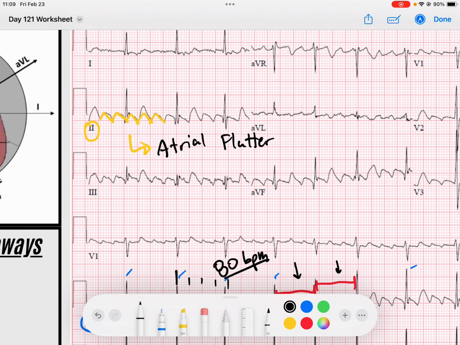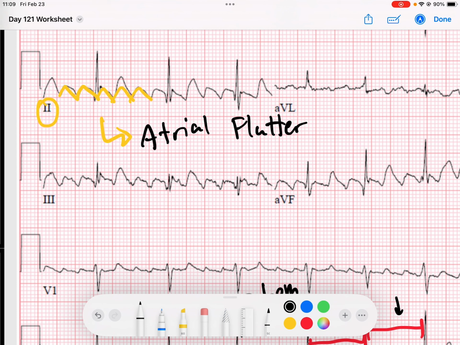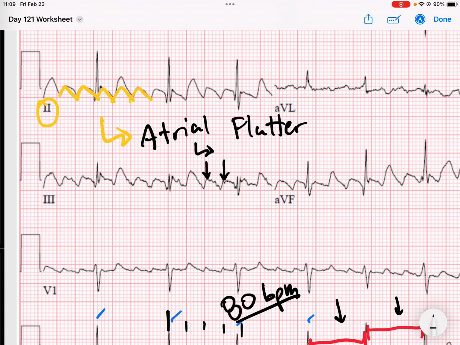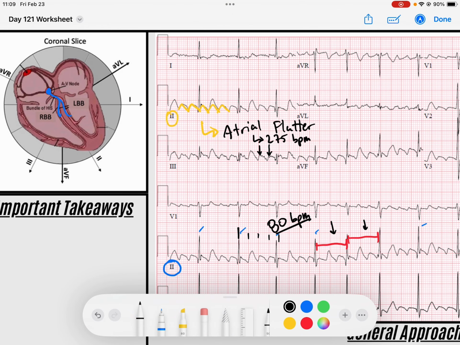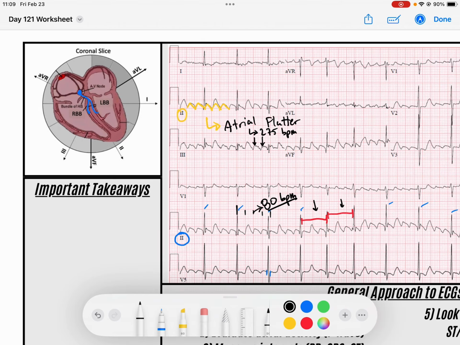What is the rate of our flutter waves? Well, if this one right here lands just after that solid line, and this one lands right on that solid line, just a hair faster than 300 beats per minute, we can say my atrial rate here would be maybe 275 beats per minute. We know atrial flutter is typically 250 to 300 beats per minute for the atrial rate, right? The ventricular rate here, we said, was 80 beats per minute. So things are in line with atrial flutter here.